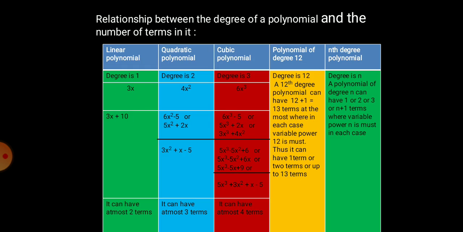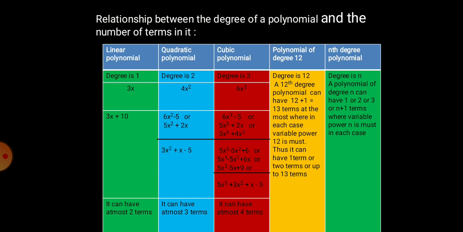Now let us see the relationship between the degree of the polynomial and the number of terms in it. Suppose a polynomial is a linear polynomial, its degree is 1. Linear polynomial means the terms can be 3x or 3x plus 1, 5y or 5y plus 2, 7x or 7x plus 12. That means a linear polynomial can have one term or at the most two terms.